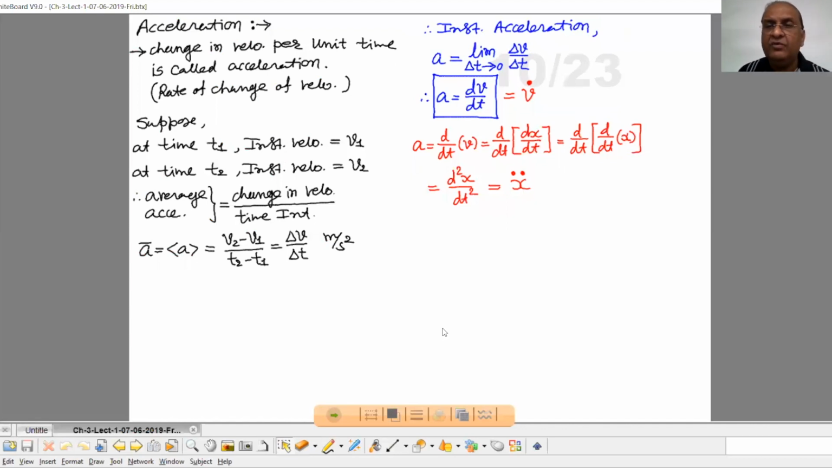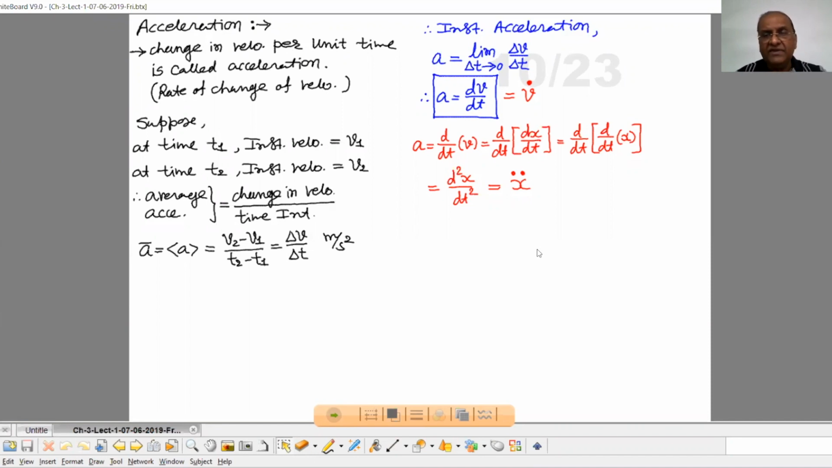Acceleration. Now, when we think about the motion of the body, then no doubt we discussed the concept of velocity. Now, when the body or the object is moving, it is not necessary that its velocity is always constant. During the motion, velocity may change. It can increase, it can decrease.